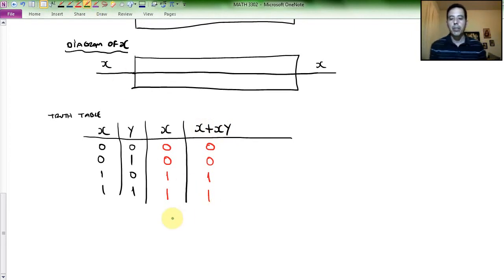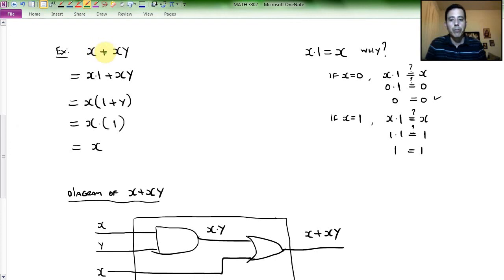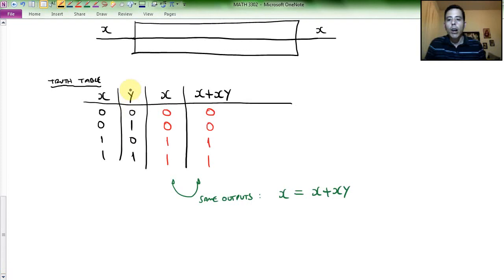Now you can see that both are the same outputs. This means that x is the same as x plus xy. Okay, that's another way you can prove that the two formulas are the same. So we did that algebraically here, right? We factor and we show that that's the same as x. Or we can do that by simply exhausting all possible values of x and y. So this is telling us that y here doesn't make any influence. Y can be anything, it doesn't matter. Both expressions will be the same. It will really be dependent on x.